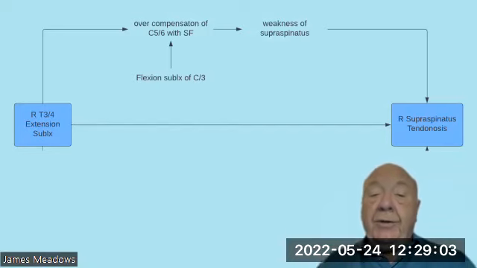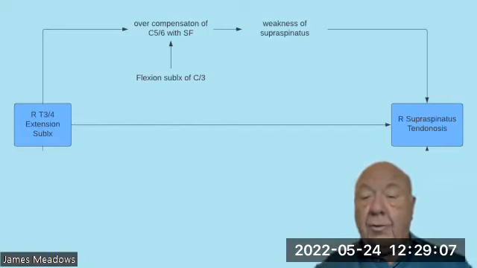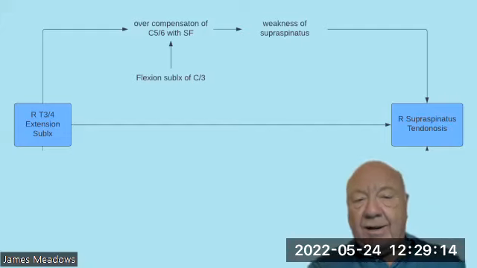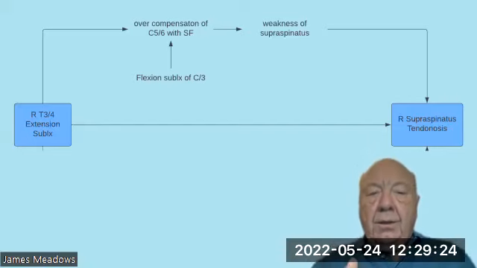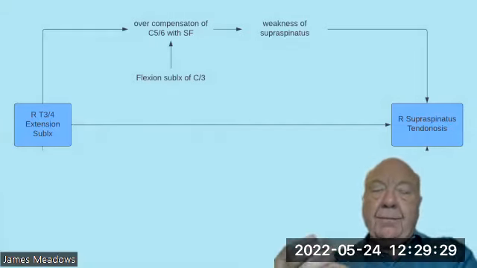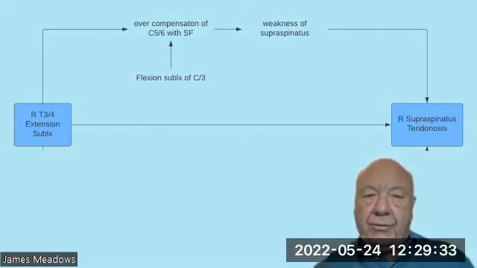So we can expand on this. So again, we have a diagnosis of a right supraspinatus tendinosis. And again, we start off with T3/4 extension subluxation. Now, this cannot cause a mechanical problem because extension is where you want to go. So this is extended, and it obviously can cause neurophysiological problems, but we're not going to do that just yet.